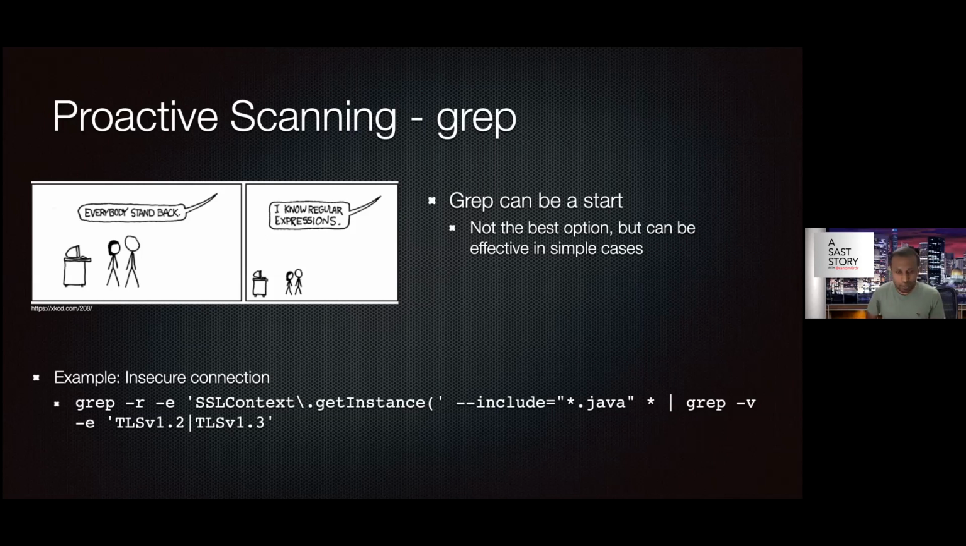So I just have an example here. It's looking for Java files because this was a Java example. And it's basically saying, hey, if you're not using TLS 1.2 or 1.3, report this. It's not the perfect rule. It's going to have some false positives because it's going to be reviewing comments as well. But at least we have a start.